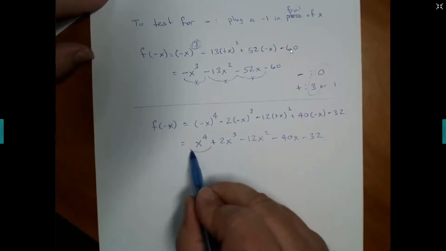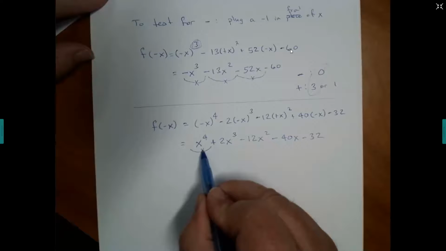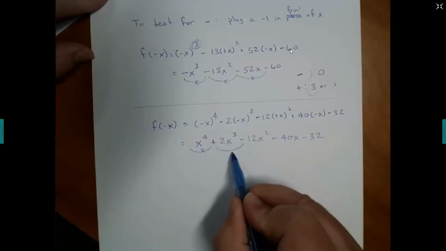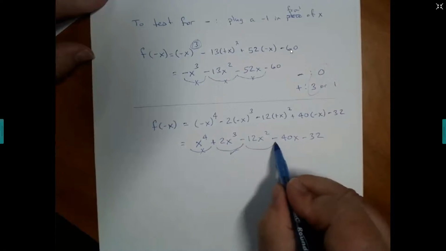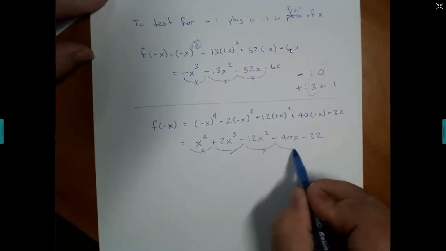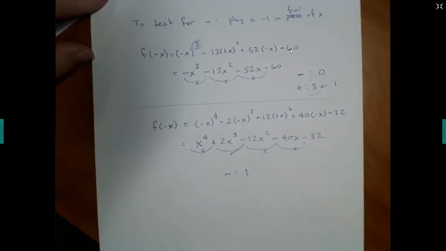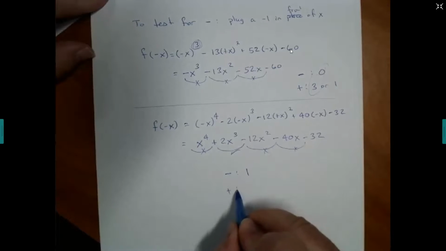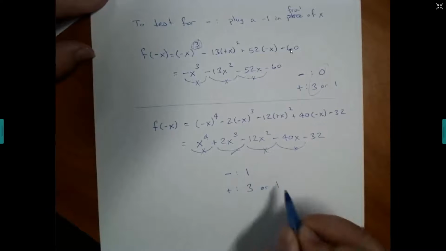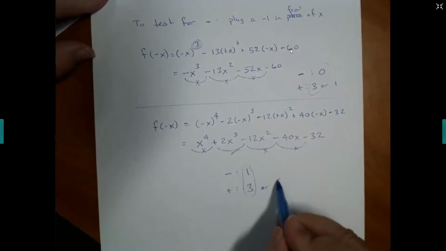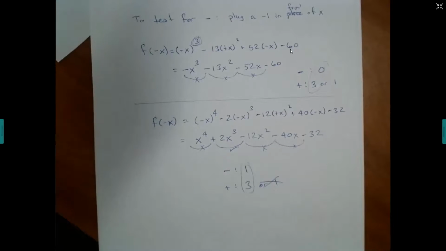Look at the sign changes. Positive to positive, nope. Positive to negative, that's 1. Negative, negative, nope, nope. So for the negatives, we'll have 1. And for the positives, we'll have 3 or 1. Since that one's 1, that can't be it. So it narrows down our possibilities that we have to look for later on.